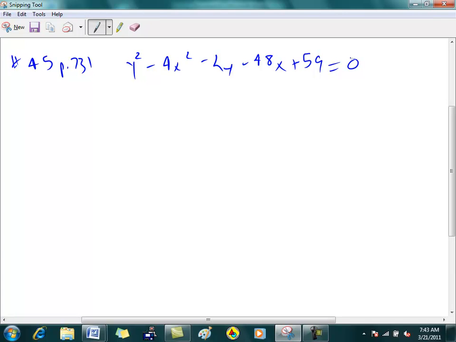Okay, so what do you want to do first? Do you want to rearrange it? Okay, so you get y squared minus 2y. And how about if I rearrange and factor at the same time? Is that okay? Does that look all right?